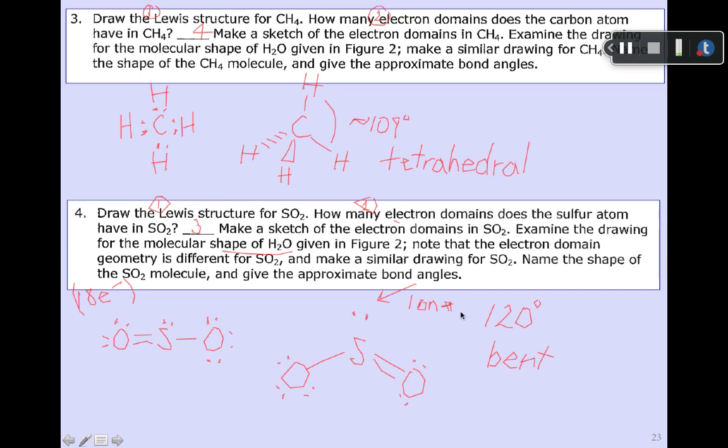Lone pairs are very important to understanding molecular shape because you won't get the shape right if you leave them out when they're supposed to be present. All right, let's do another example. Oh, the bond angle already checked. Got that. Made sure I made that note.